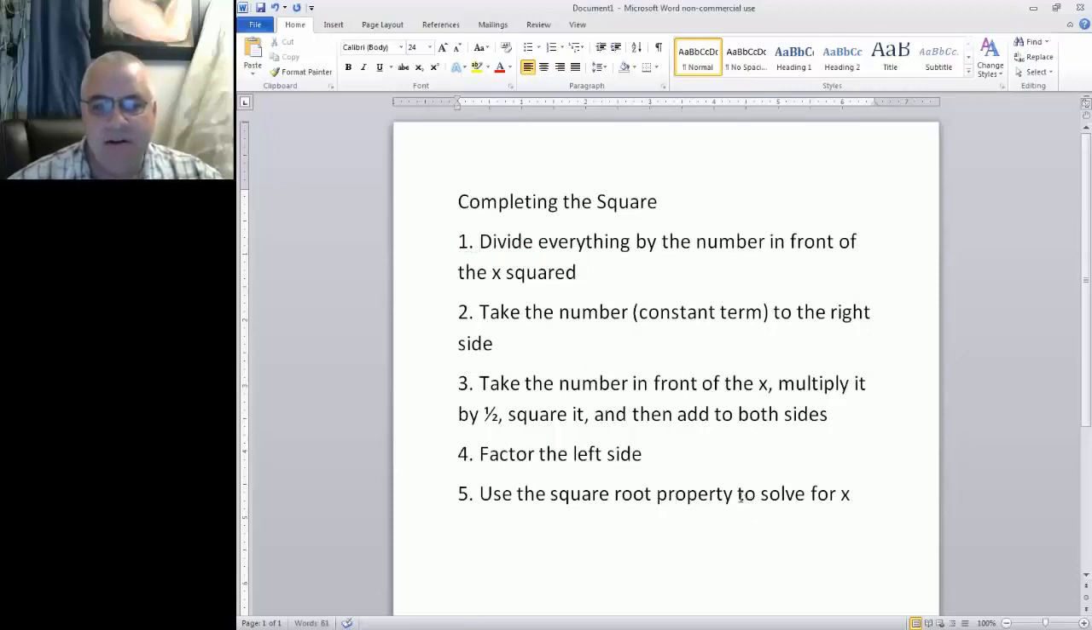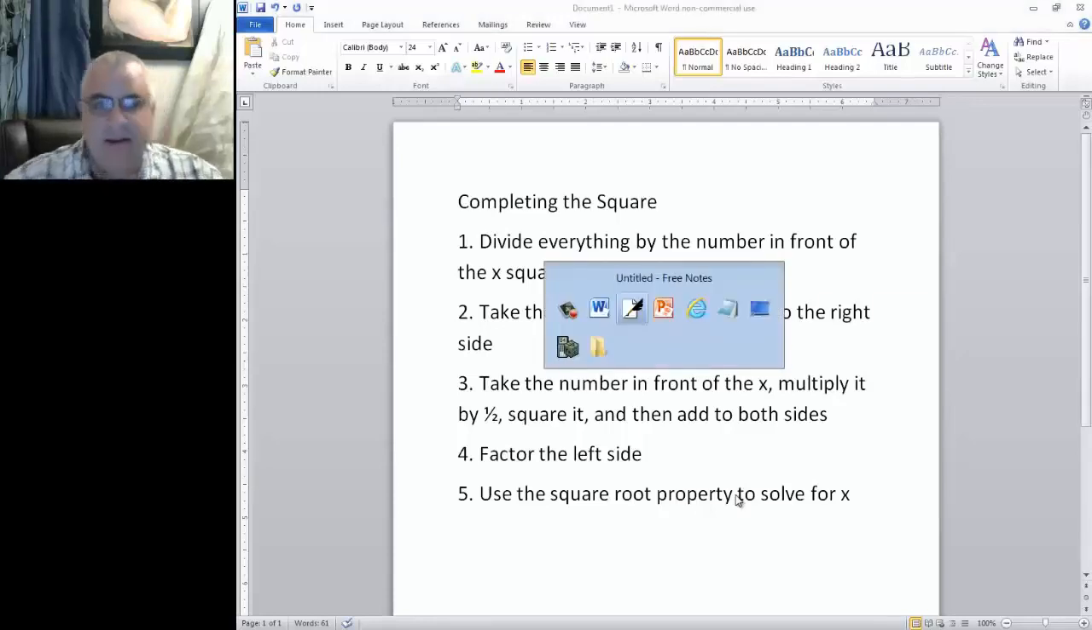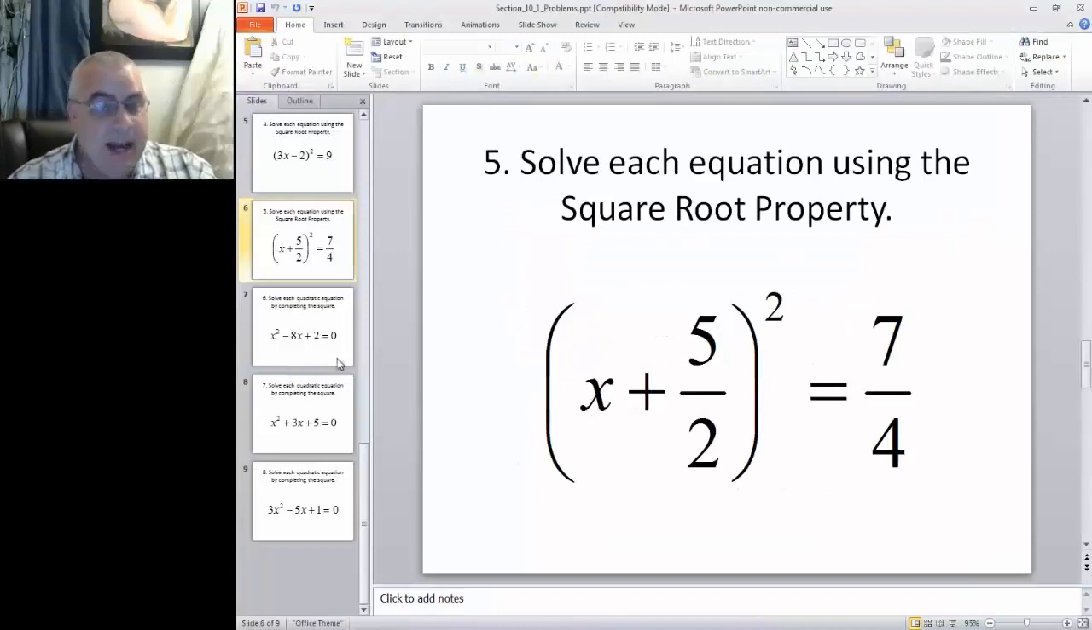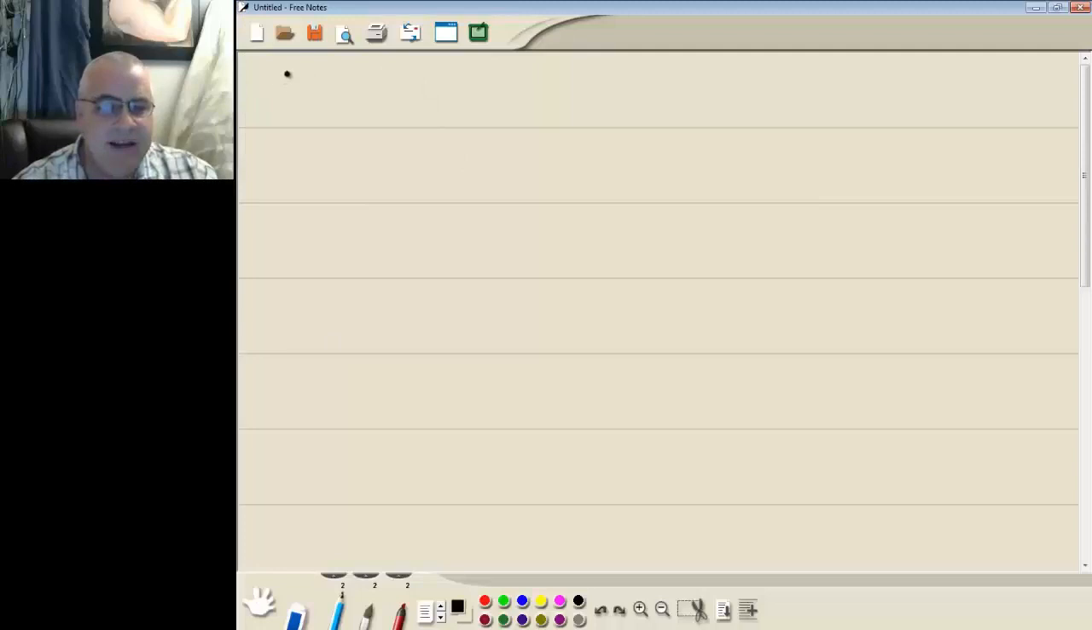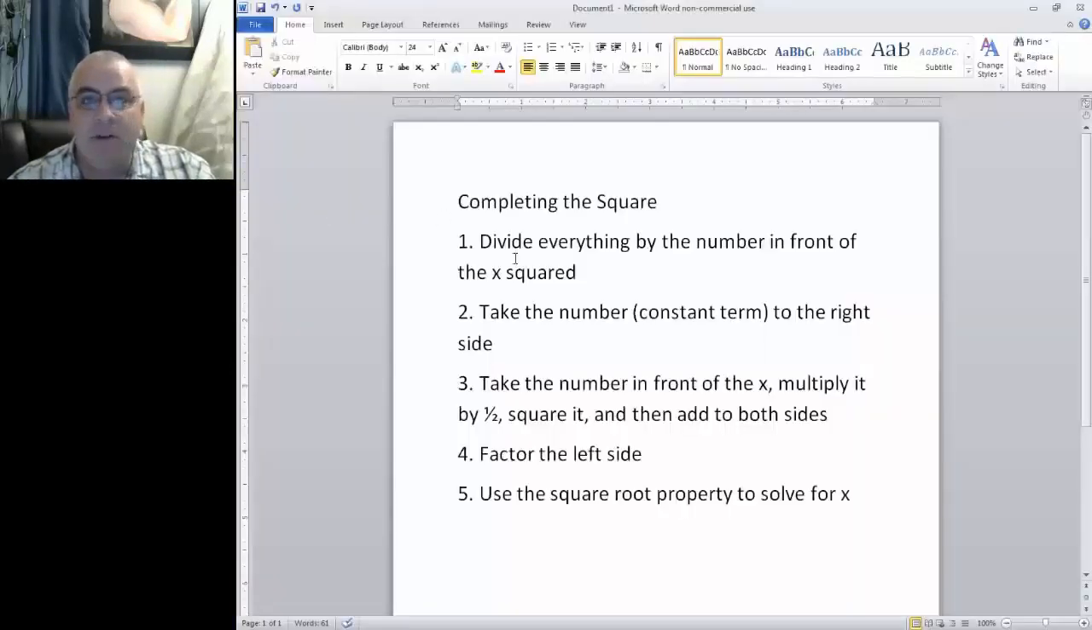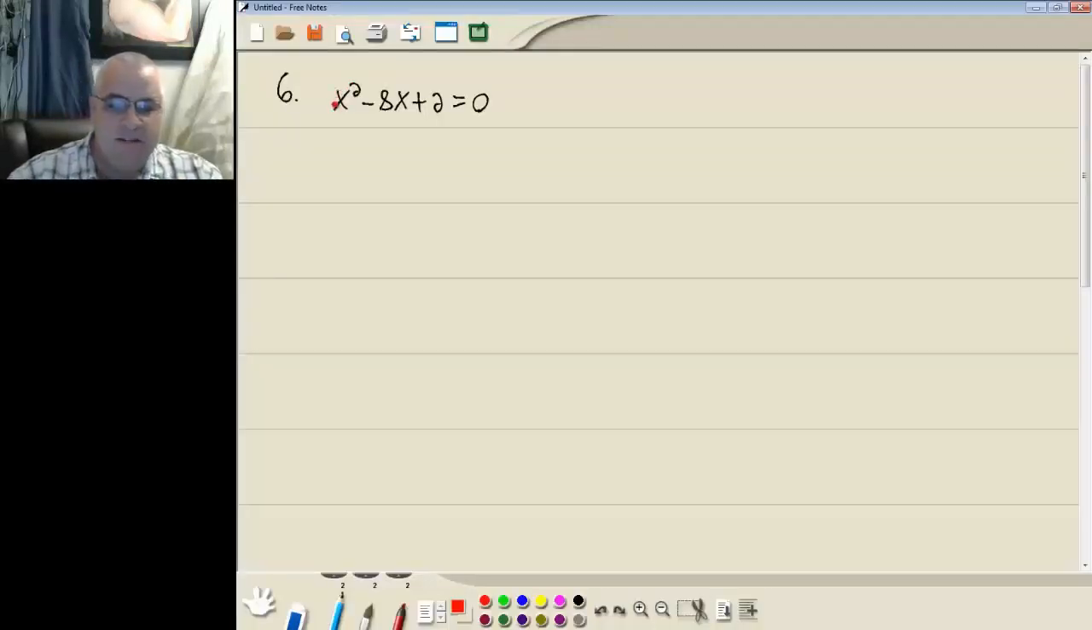Okay, let's take a look at some problems dealing with this. This is the easiest type, then we'll look at the medium difficulty, and then we'll look at the hardest type. So we got x squared minus 8x plus 2 is equal to 0. Step 1. Divide everything by the number in front of the x squared. We don't have a number in front of our x squared, so we don't have to do step 1 here.